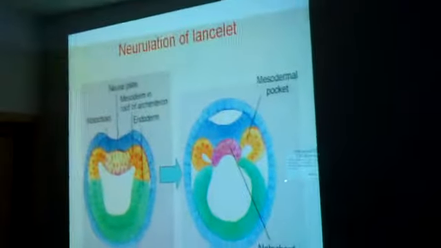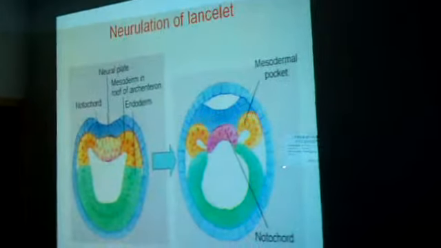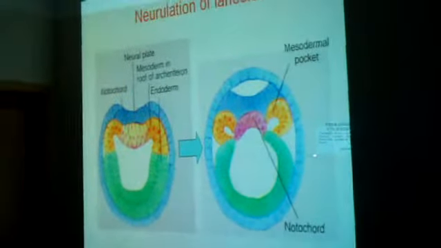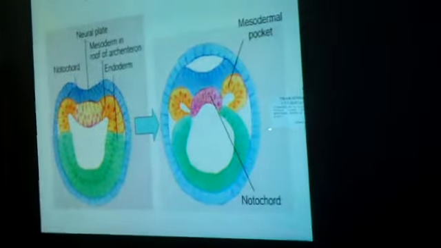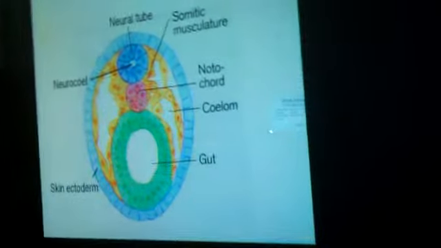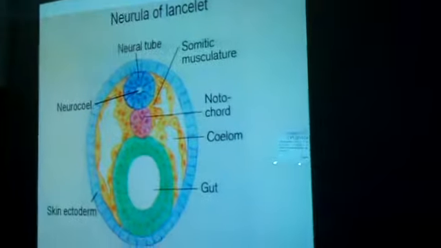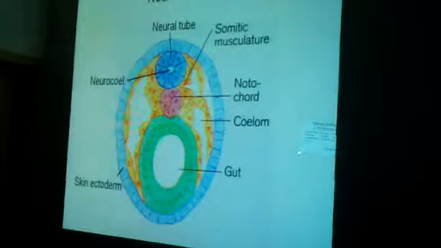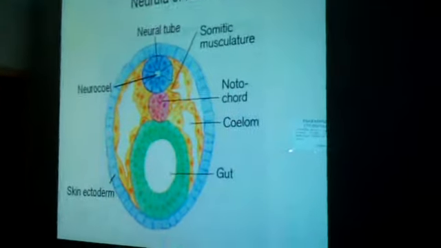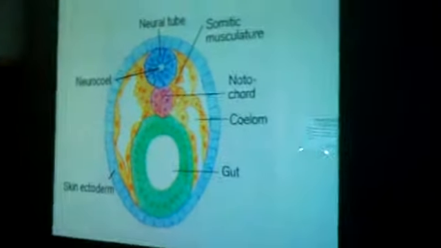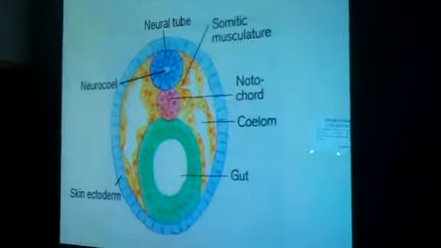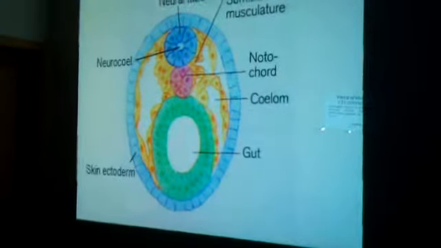No, once again, neurulation of the lancelet. You see that the notochord stimulates the ectoderm, and later somites appear. And what do we have at the end? Neural tube, skin ectoderm, intestines or gut, and coelom, it's a cavity. We have the abdominal cavity, pleural cavity, between mesothelium and notochord.